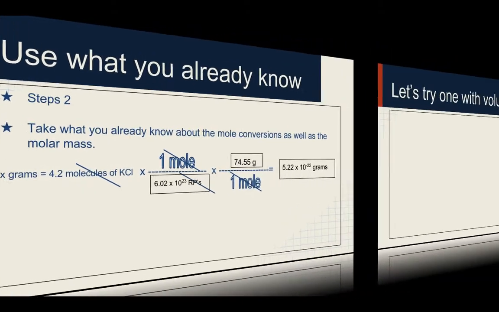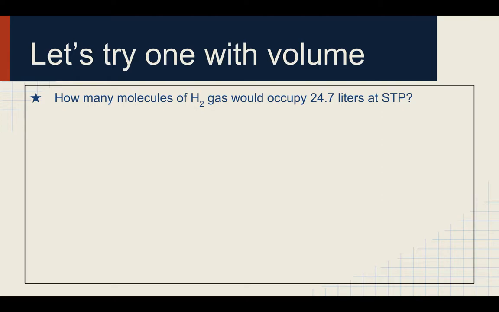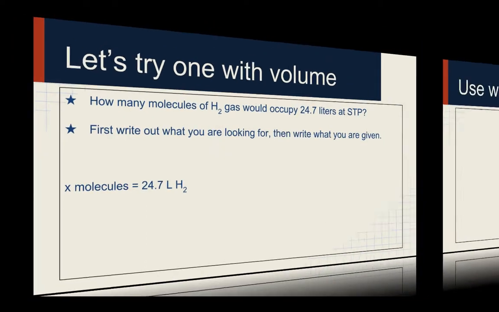Well, what about volume? So let's try one here with the volume. How many molecules of hydrogen gas would occupy 24.7 liters at STP? Again, write out what you're looking for, write out what you're given. I don't care about all these other numbers and molar mass and all that stuff. I just want you first to do what I've asked. What do you want? What do you have? So in this case, I want molecules, and I have liters. It's that simple. Do that first. That will set you on the path to an A.